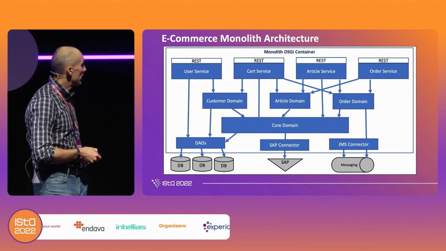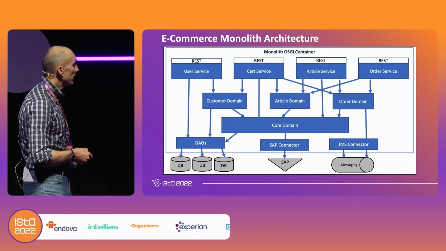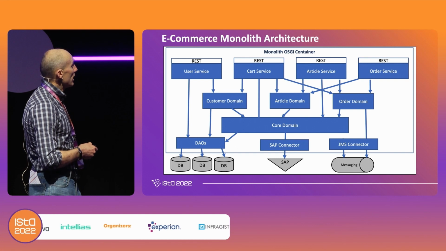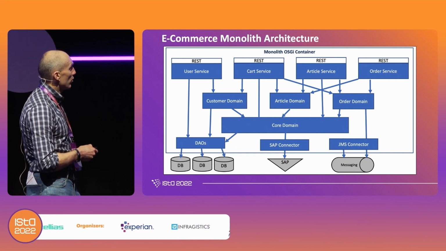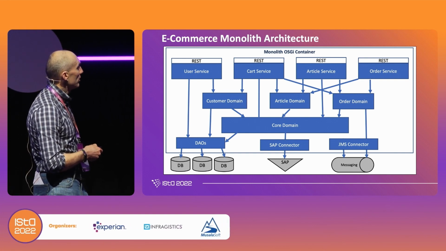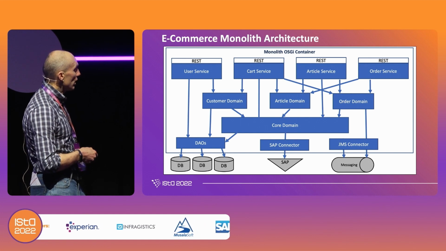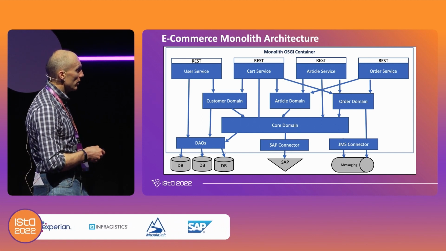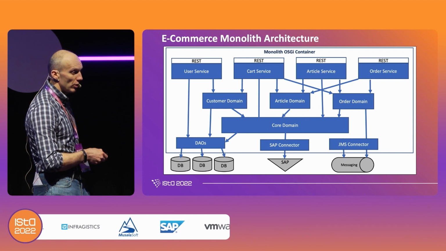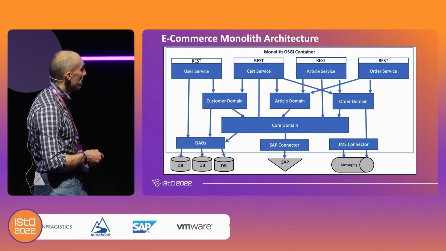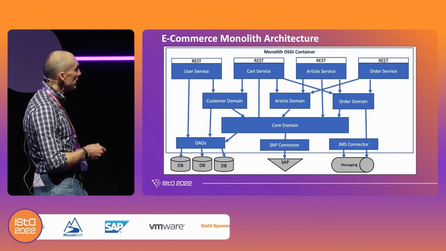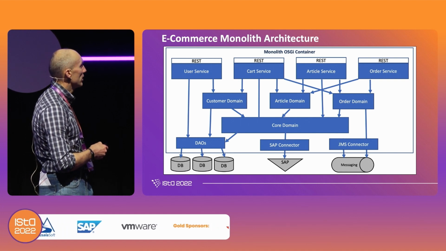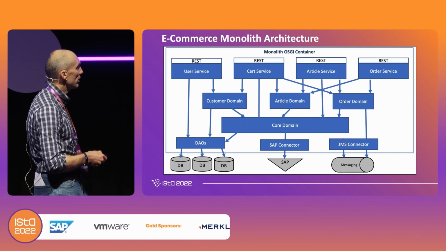If you look inside this backend, you see there are already some kind of services with a REST API, but the whole application was deployed in a single container. So it all runs in a single Java virtual machine in a single process. So we have already some splitting here with some user service, card service, article service.